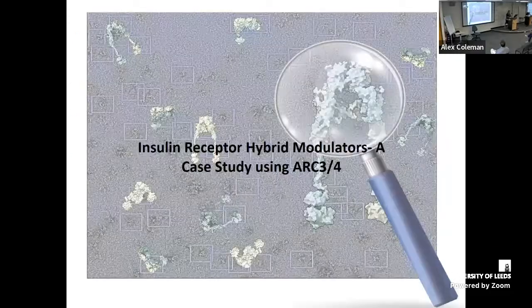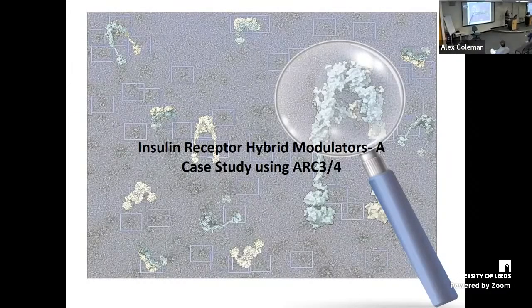So I'm going to do a little case study now for a couple of minutes, looking at these insulin receptor hybrid modulators. And this is a case study of a ligand that's been developed using these methods on ARC3 and 4 in the last sort of 5 to 7 years here at Leeds.